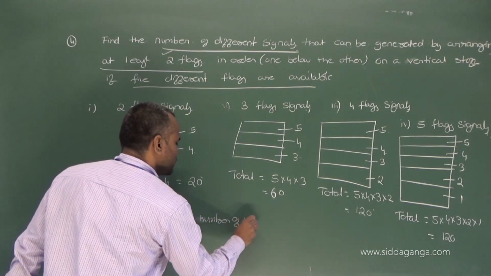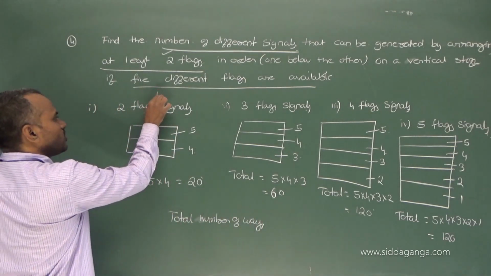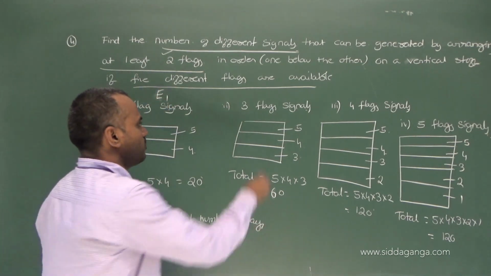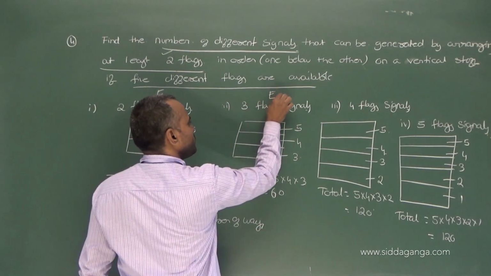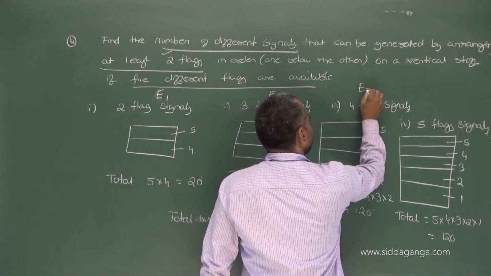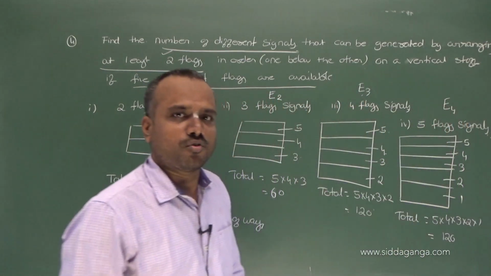Number of ways. The 2 flag signals, I call it as event E1. The 3 flag signals, I call it as event E2. The 4 flag signals, I call it as event E3. The 5 flag signals, I call it as event E4.